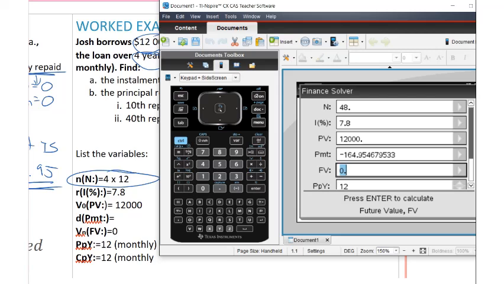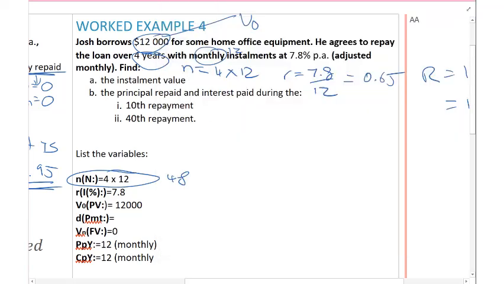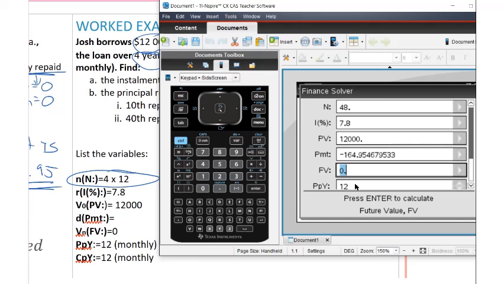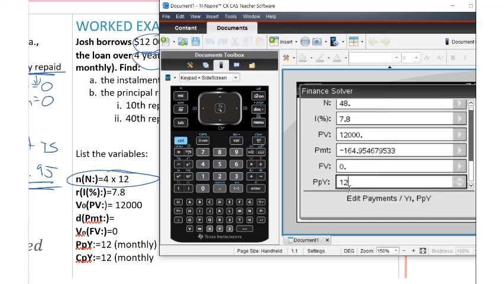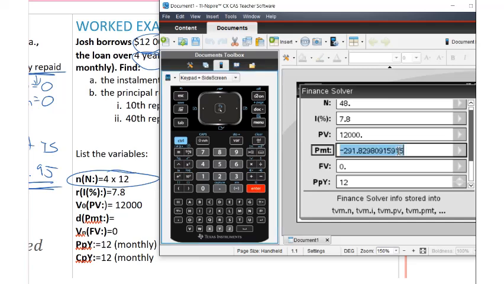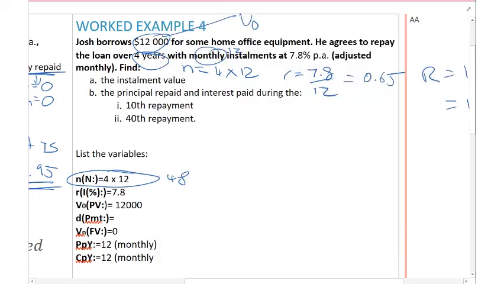My final value, he agrees to repay the loan for 4 years, so my final value is going to be 0 again. Okay, final value 0. It's monthly repayment, so that's going to be 12. So I put my cursor back in there and I press enter. And what I get is 29183. So my installment value is 291.83.